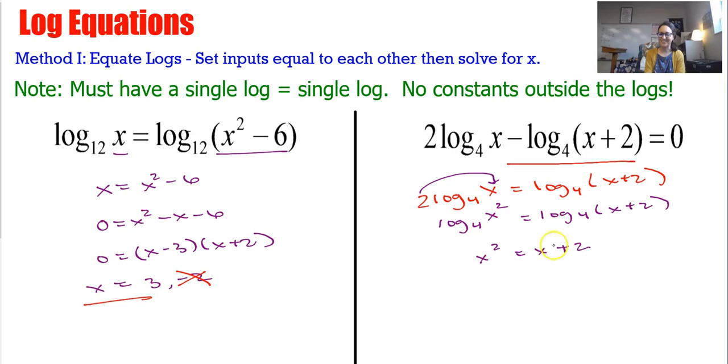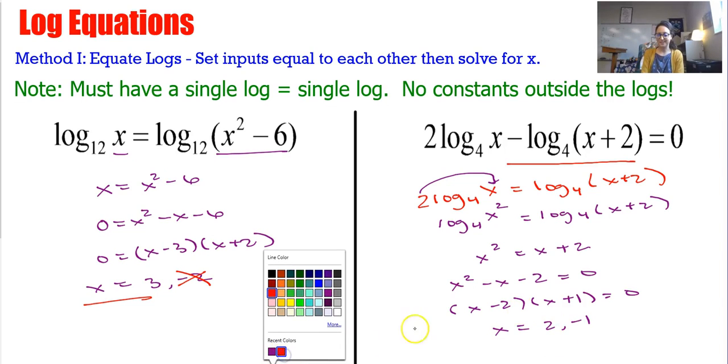What kind of equation do we have now? Quadratic, so let's get all our x's on one side, 0 on the other. We can factor this as x minus 2, x plus 1. So my possible solutions here are positive 2, negative 1. Let's go ahead and test these.